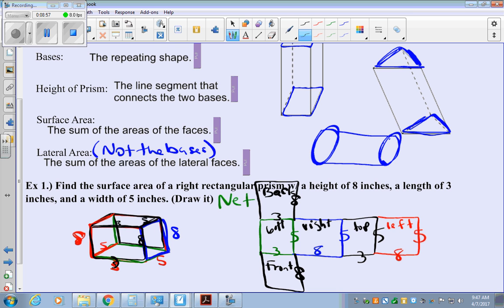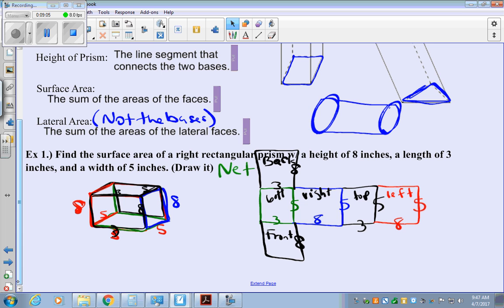So I've got the front and the back, the bottom and the top, and the left and the right. I'm going to find the area of each one of those rectangles. I can find the area of a rectangle. So when I call on you, you're going to tell me the area of the rectangle I'm pointing at. So Sebastian, you ready?